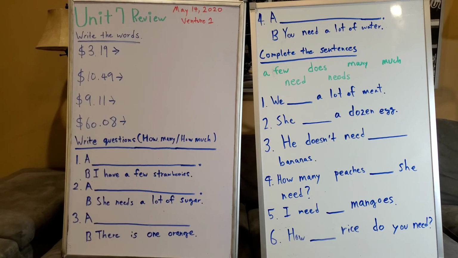For that question, number 1 through 4, you can see that I have the answer. For example, for number 1, it says I have a few strawberries. Using that as a hint, I want you to make a question using either how many or how much. And the final question, for right now, is to complete the sentences on the right, number 1 through 6.